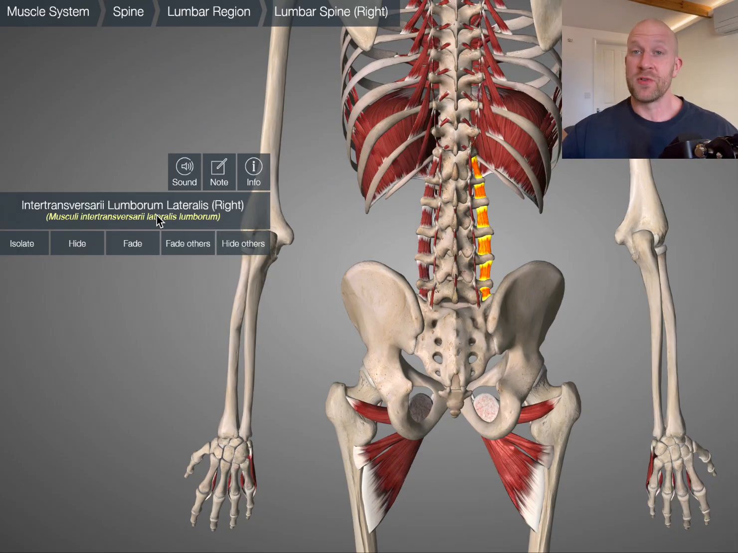We're going to use isometrics. Why do we use isometrics? We use isometrics because if somebody comes in with back pain and they're getting pain on lateral flexion, or extension, then maybe we don't want them to be doing those movements just yet. But we can still activate the muscles, giving us a couple of things.